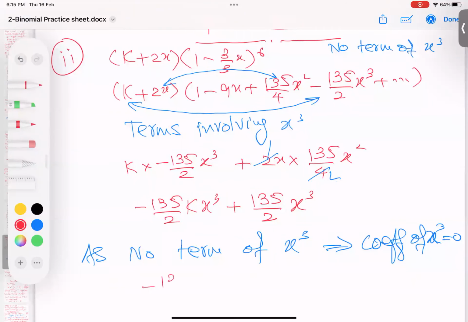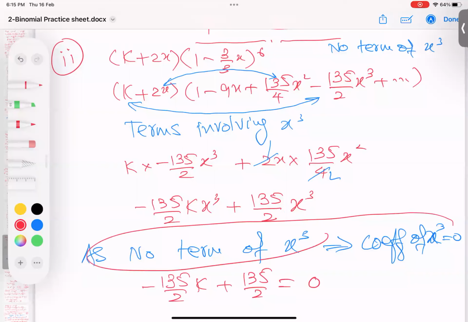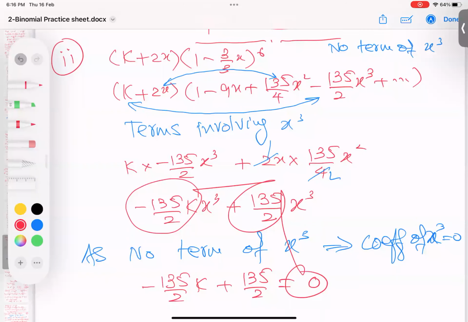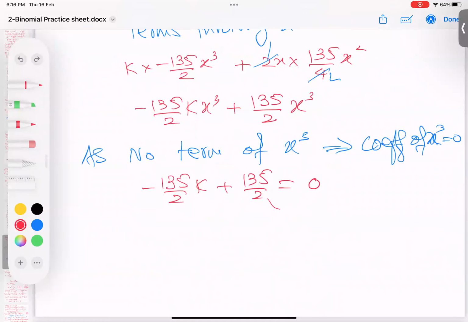So let's start. This thing plus 135 over 2 equal to 0. I repeat my words again. He said no term of x cube. It means the coefficient of x cube equals 0. Then what I will do is take the coefficient of x cube and set it equal to 0. Let's try to solve it. It will go to the other side: negative 135 over 2 equal to negative 135 over 2.